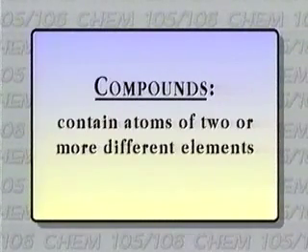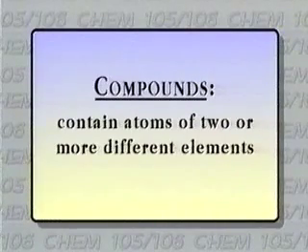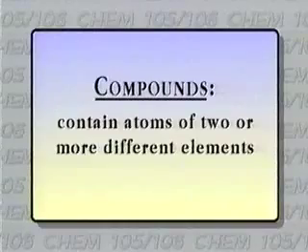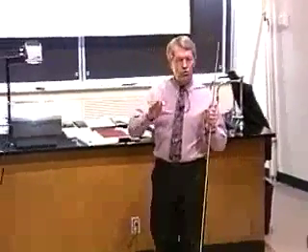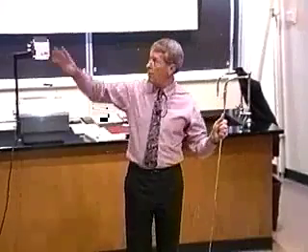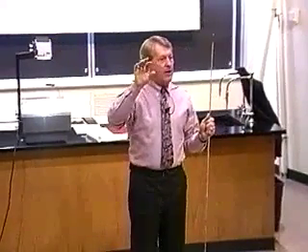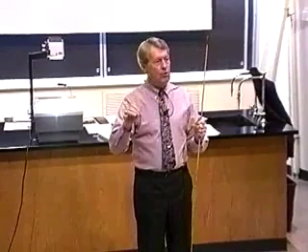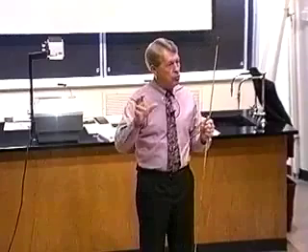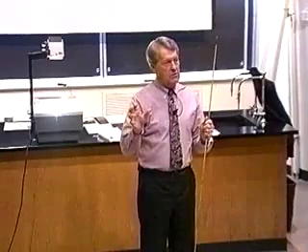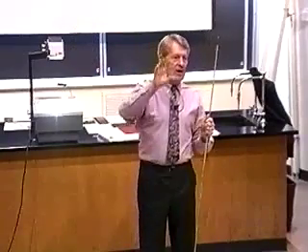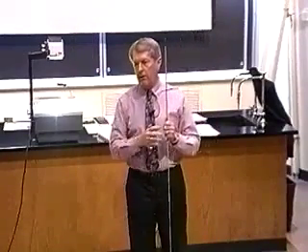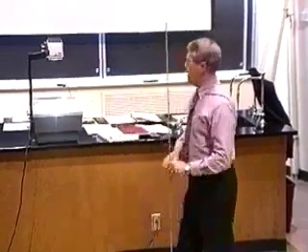Two or more different elements. One of the terms that we sometimes confuse are molecules and compounds. Molecules are the combination of two or more atoms, and they can be the same. We talked about nitrogen as a nitrogen molecule containing two nitrogen atoms, N2. That's a molecule. Nitrogen is not a compound. A compound is two or more atoms of different elements. So if we combine a carbon atom and an oxygen atom, we make a compound called carbon monoxide. So two or more different atoms makes a compound.